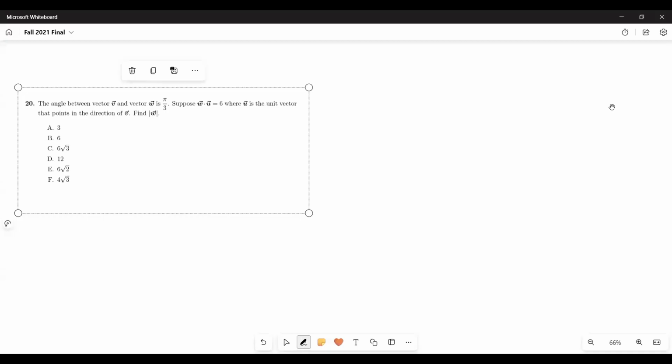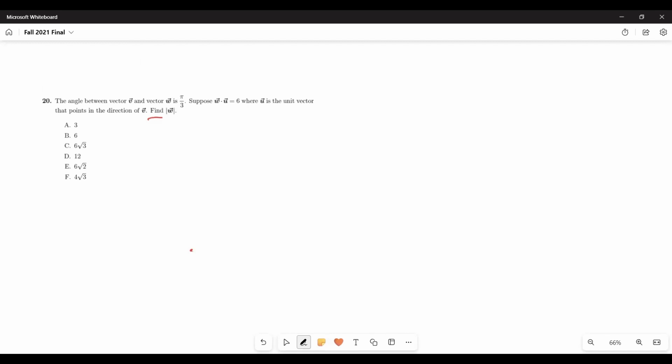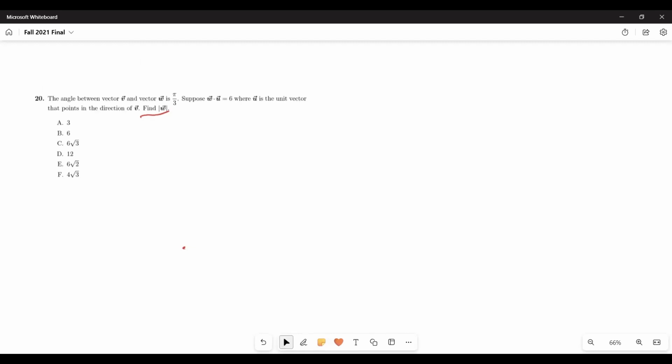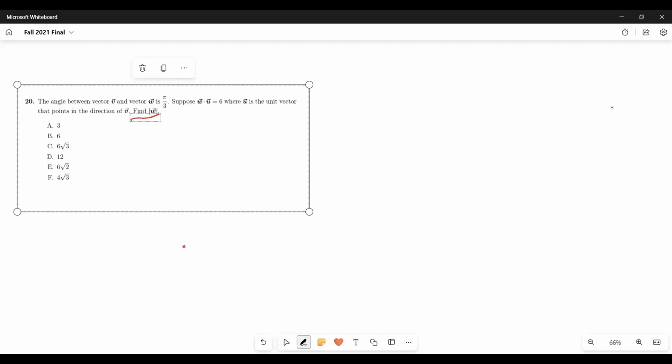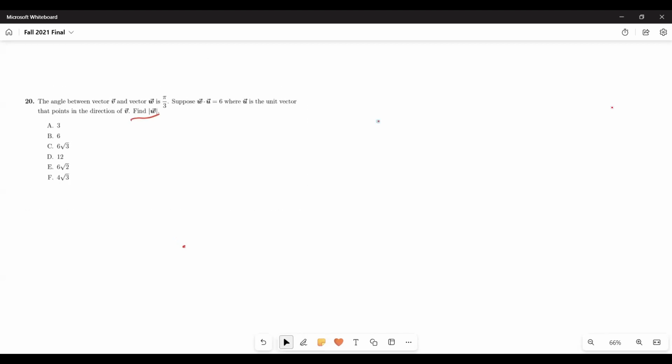Okay, this question asks to find the angle between vector V and W. It's not actually, it's asking to find W magnitude. Okay, we know the angle and the unit vector, so we can do the projection, right? Or, oh, actually, no, we're not doing the projection. I mean, we can use the dot product for this one, because we know the dot product value.